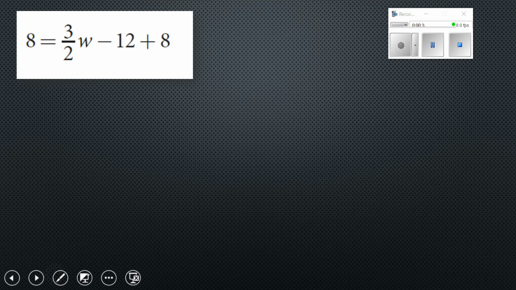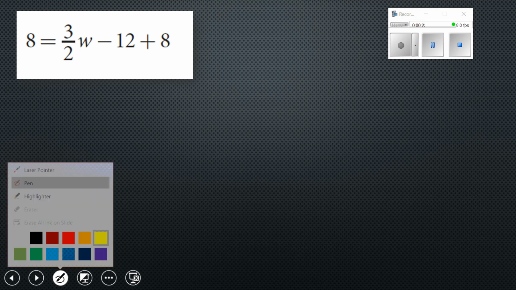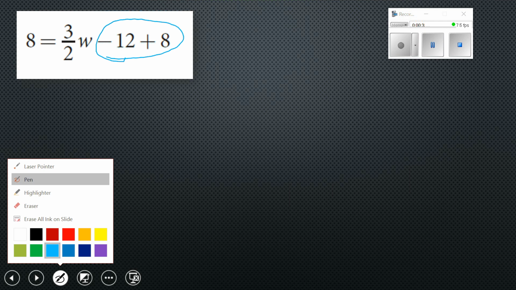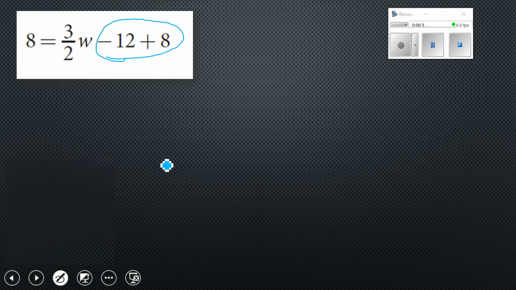But before we can do that, we're going to get started on combining any like terms that we may have. In this case, we have like terms on the right side. I'm talking about those two right there. And I want you to consider the negative with the 12. Even though it's a subtraction sign, think about that as negative 12. So when we add those two together, we will get negative 4.